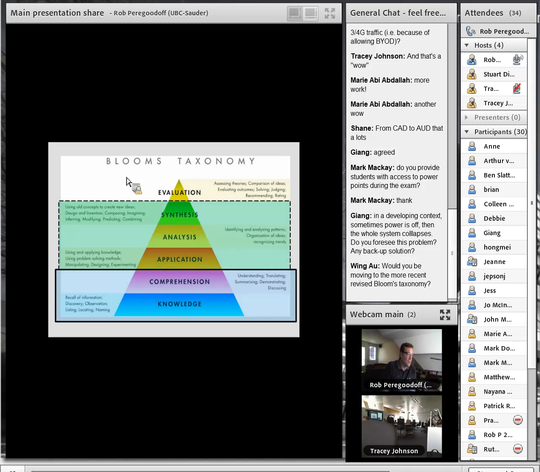For us at Sauder, and I'm not going to say 100% there, the road we're on is trying to get up into the application, analysis and synthesis layers of Bloom's taxonomy through our assessments. I see a question from Wing about the more recent revised Bloom's taxonomy. Yes, Wing, absolutely, we are working with the revised. I pulled this one up purely for demonstration purposes.